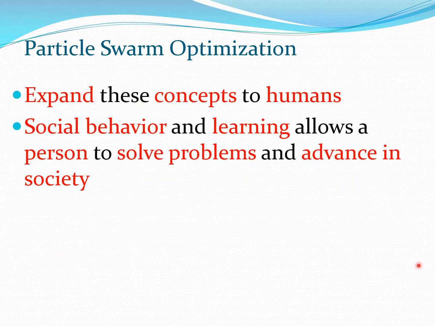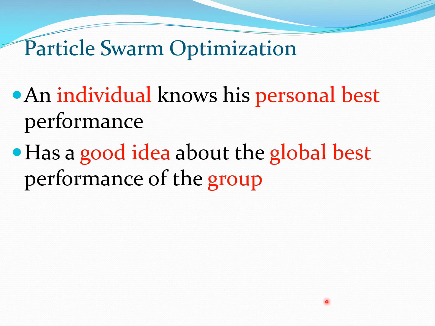Now we expand this concept to, for example, humans, primates, and so on. We will see that social behavior is important, and social behavior and learning lets a person solve problems and advance in society. So we will distill this into two main concepts about how swarms or groups behave.